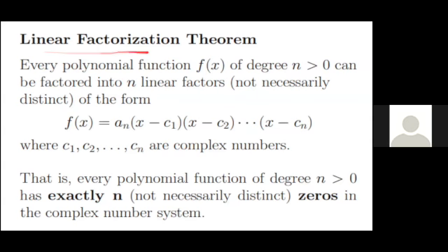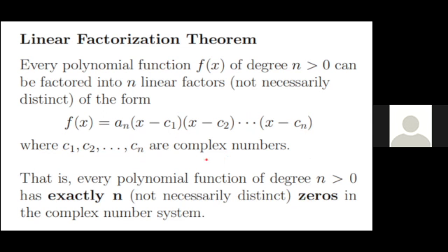Another thing we need to know is the linear factorization theorem. It says every polynomial function f(x) of degree n greater than 0 can be factored into n linear factors of the form f(x) = a_n (x - c1)(x - c2) all the way to (x - cn). The c's, c1, c2, all the way to cn, are complex numbers. It says complex numbers, but they don't necessarily have to be complex.